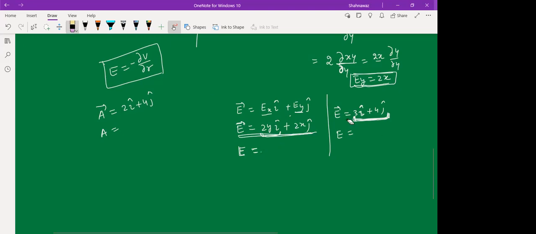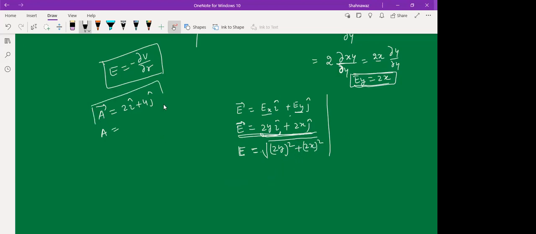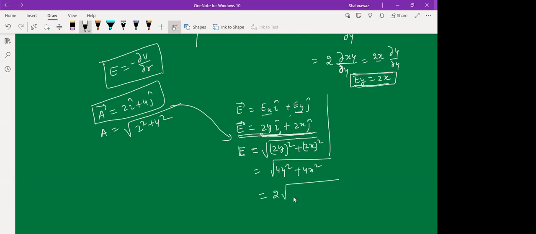Root of, right, this would be my electric field. So let's say that this is my A vector. So what is the magnitude of A vector? Root of 2 square plus 4 square, right? Yes, sir. So similarly, I have this magnitude. So this is 4y square and 4x square. So 4 is taken outside and I have 2 of y square plus x square. This is my magnitude of electric field, right?